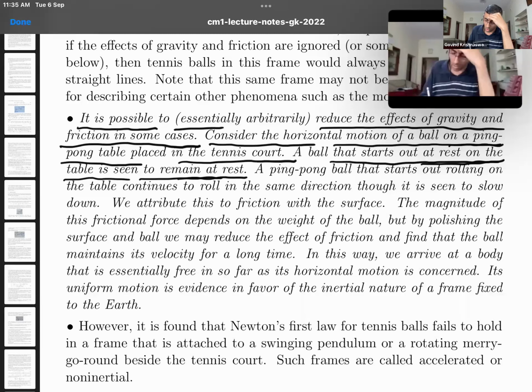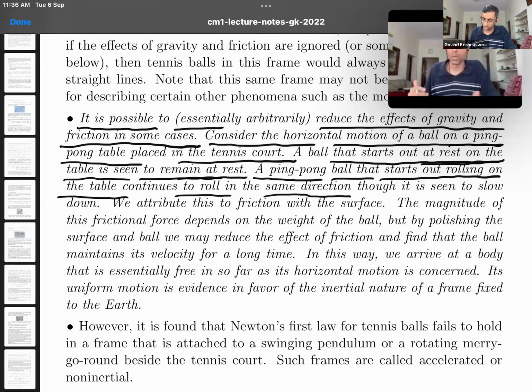The second one is to check what happens to a ball that starts out rolling. So suppose a ping pong ball starts out rolling on the table in some direction. What we see is that it continues to roll in the same direction. That is our general observation, though it is seen to slow down somewhat. It may roll for quite a while actually, because ping pong balls have very little rolling friction. So we attribute this to the friction with the surface.